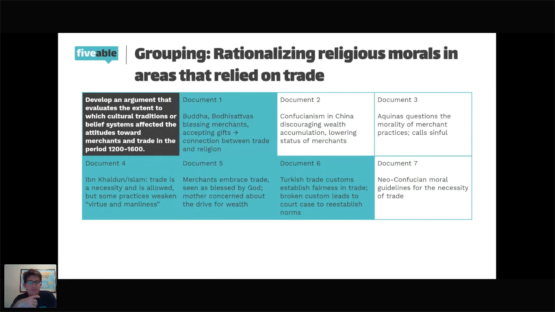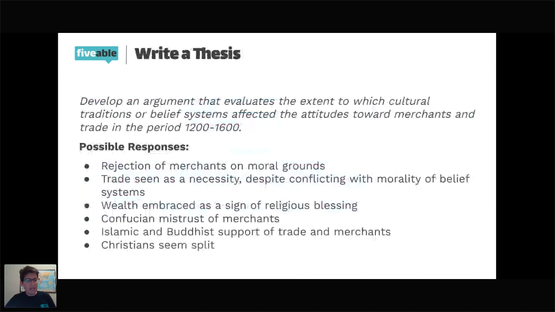You could also group based on the idea of rationalizing your attitudes on trade using religious arguments. We see that with Islam, Buddhism, and with the later Christian document. And there are a lot of other ways that you can group these documents to arrive at an answer. These are not the only ways, but these are just several that when I went through stood out to me. If I had had more time, I could have kept going through them, I probably could have come up with an even longer list.